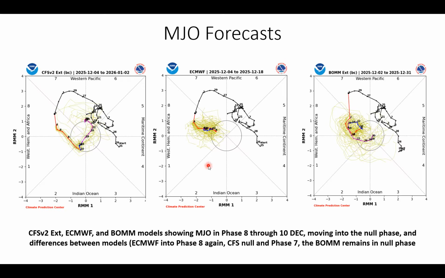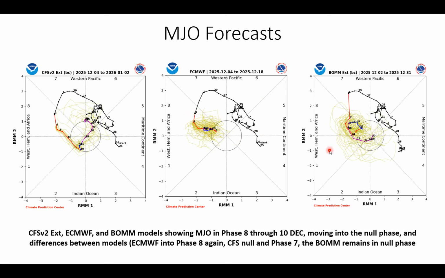Over in the middle, we have the European MJO forecast through the 18th of December, showing the MJO in phase 8 as of now, and that is going to work its way into the null phase briefly and then come back out into MJO phase 8.